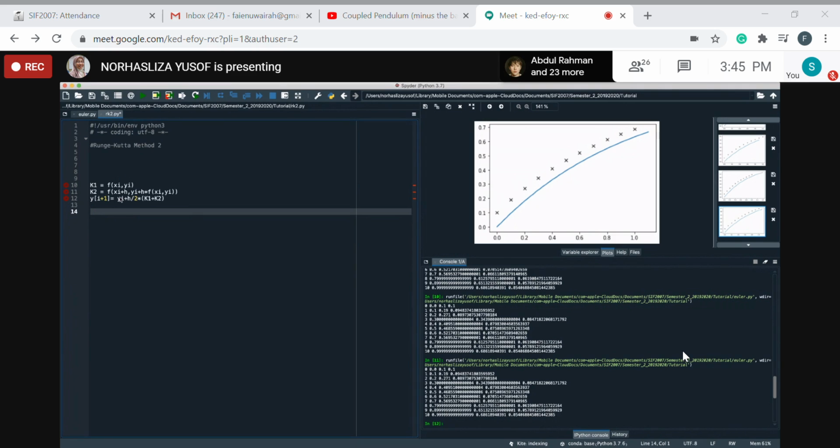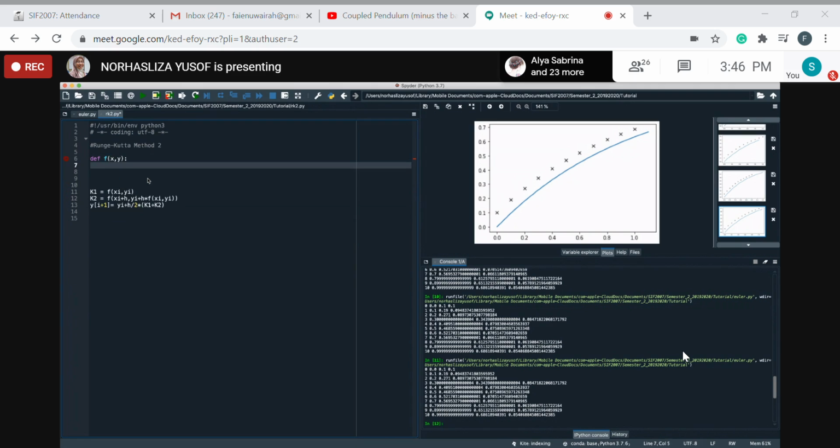Okay, so now we have this formulation. Again, we have to iterate for a certain value, right? So when you have all these values, then we have to identify again what our function is, just like we did just now.